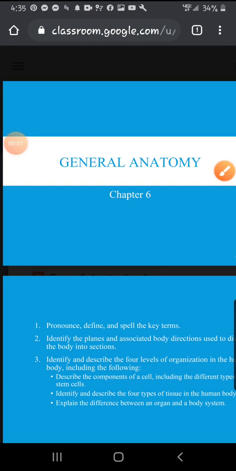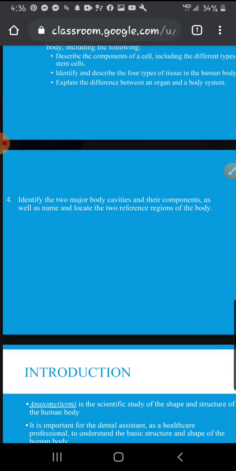So Chapter 6, General Anatomy. I am going to go ahead and present this PowerPoint presentation to you guys. Just keep in mind that everything highlighted in red will be on your test this coming Friday.